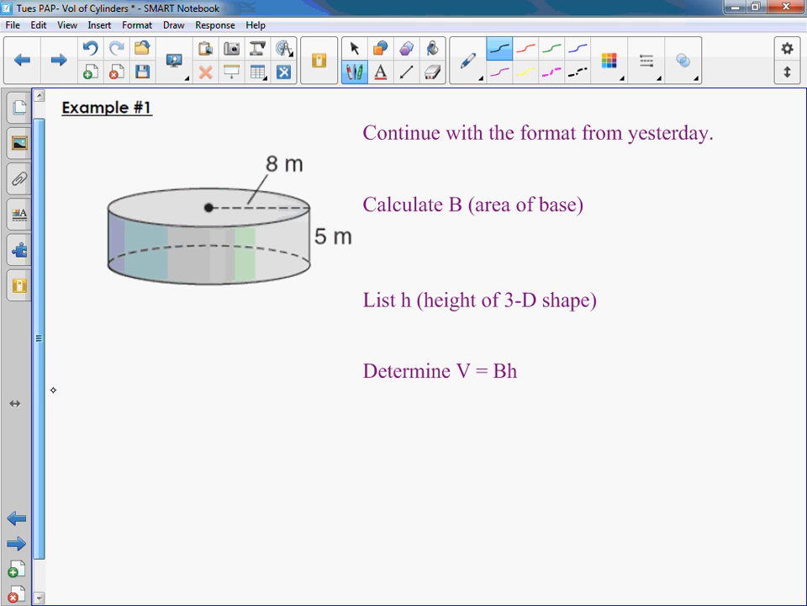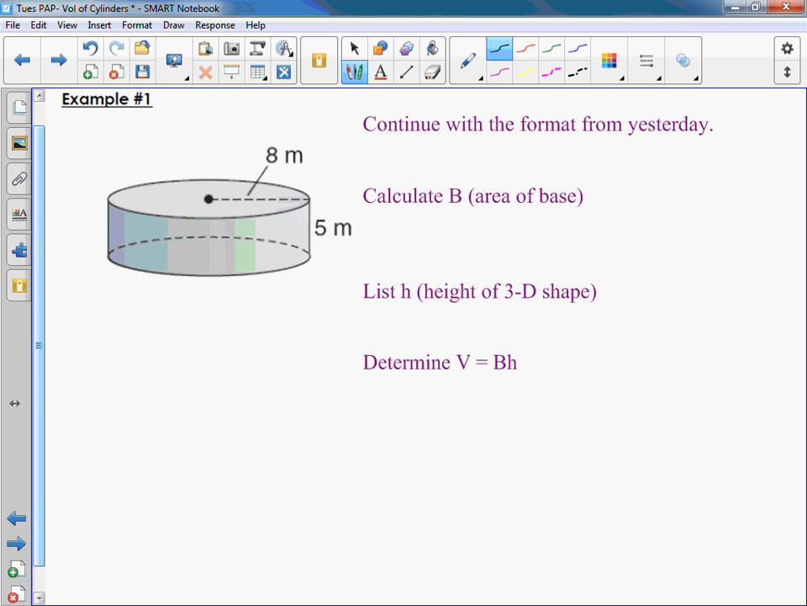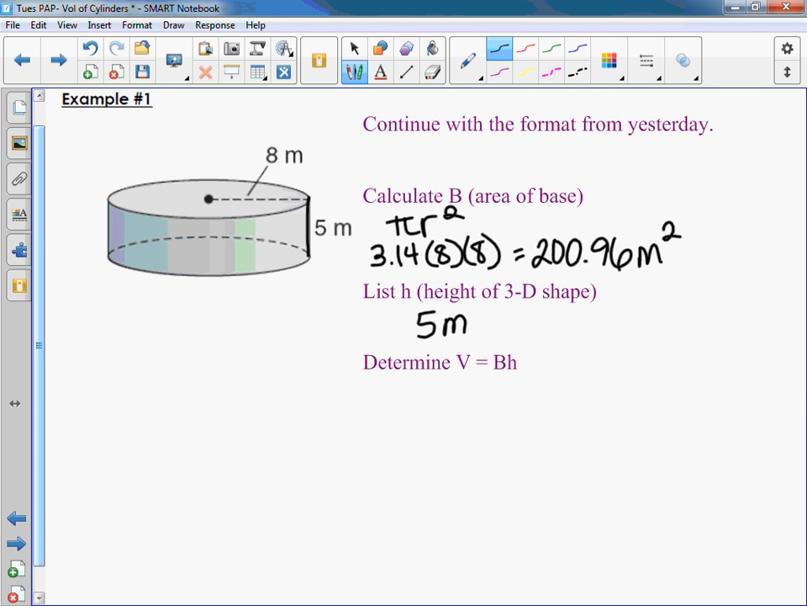So on this particular example, we're going to calculate the area of the base, which is pi r squared. 3.14 is what we're going to use for pi. The radius is 8. So 8 times 8 is 64. And 64 times 3.14 is 200.96. This is area, so it's meters squared. The height of the figure is 5 meters. So meters squared, again, that's where our meters cubed comes from.